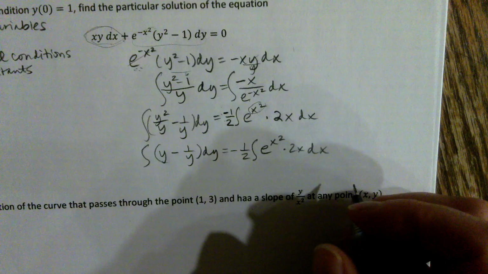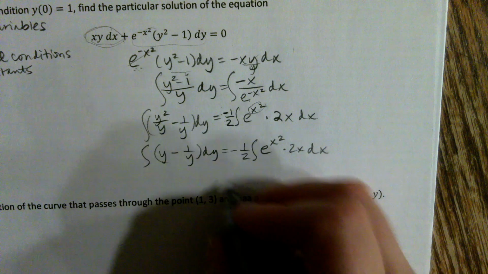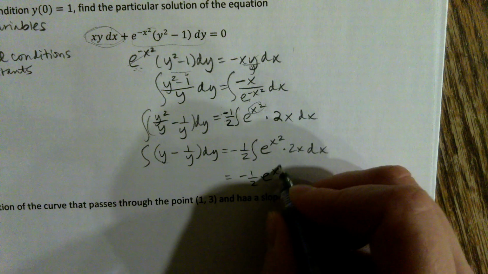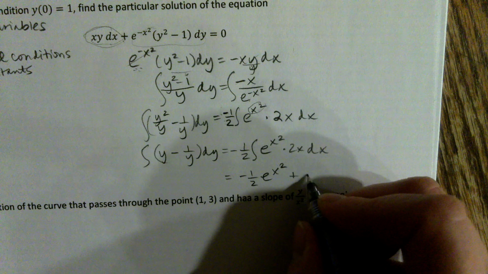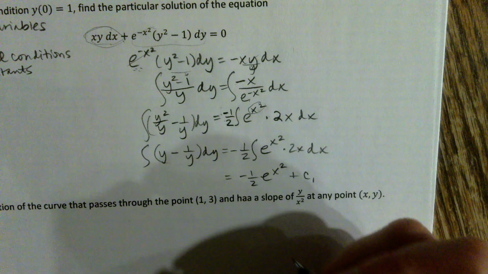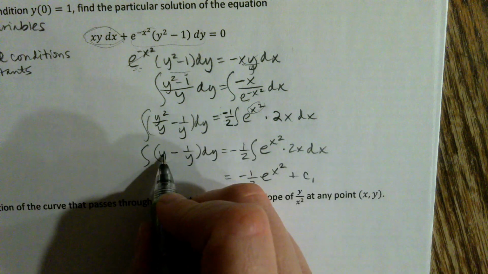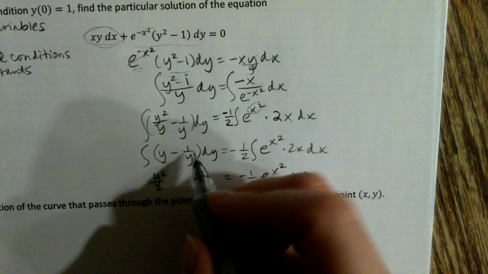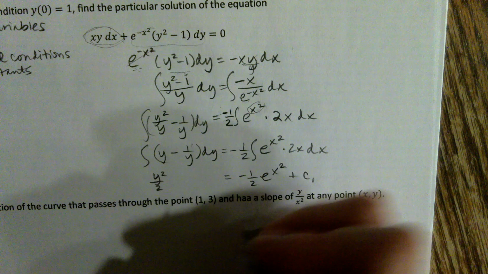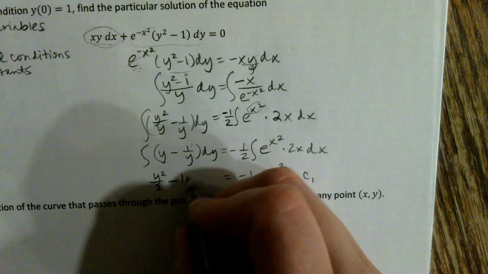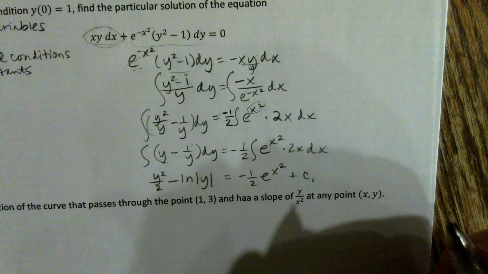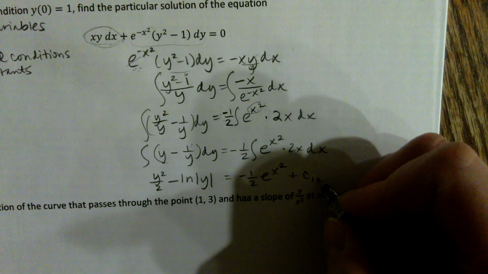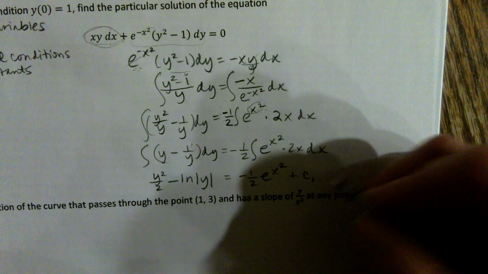Okay, so now we're ready to integrate. On the right, I'm just going to have negative 1/2 e to the x squared power, plus some kind of constant. And then on the left, when I integrate y, that's first power, so that's power rule, y squared over 2. And then this is my dy over y, basically, so that's going to be the natural log of y. So this is kind of a mess right now. I guess I wouldn't really need to make this a C1, it could just be a C.